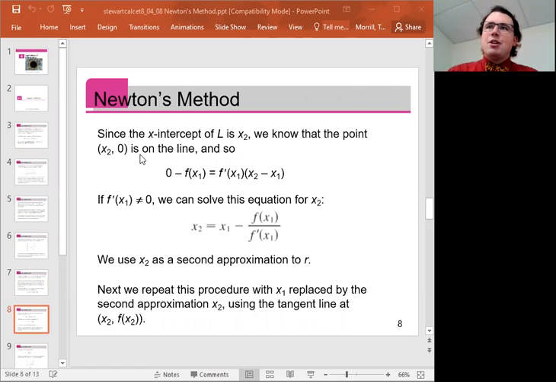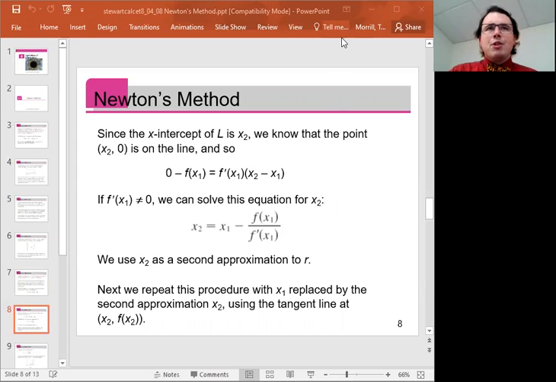So let's say that x2 is going to be the x-coordinate where this line crosses the x-axis. And then that's also going to be my second guess for the location of this root. Then my x2, I can just rewrite this equation. As long as this derivative is not equal to 0, then we can solve this equation.